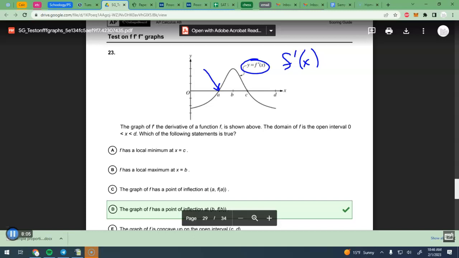Okay. Be more specific. It's a relative min because the derivative is negative here, which means what's the original function doing? Decreasing, and then the derivative is positive, which means increasing. So doesn't that have to be the spot where it switches? That's a relative min.